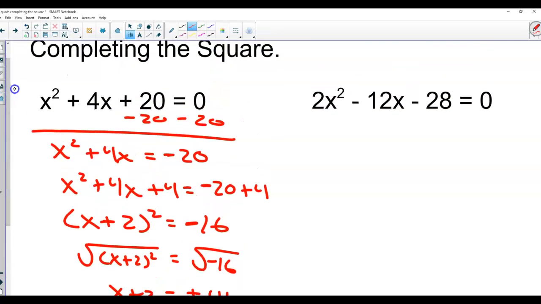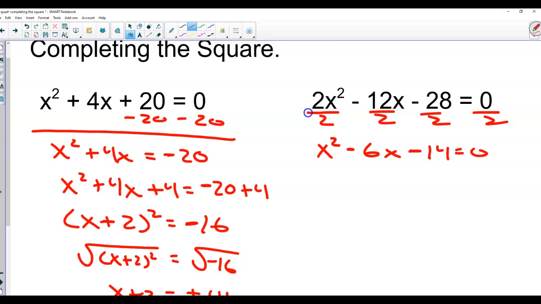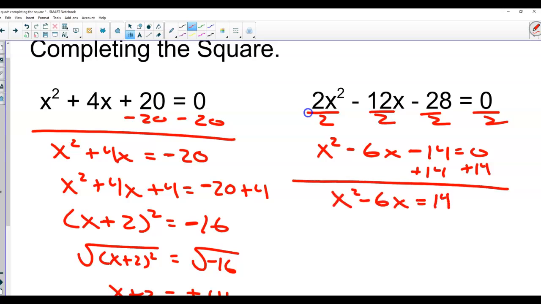All right, now in this one here, we do have a number in front of the x squared, so we need to divide everything by that number, including the 0. It's good form. x squared minus 6x minus 14 equals 0. I'm going to add 14 to both sides. x squared minus 6x equals 14.